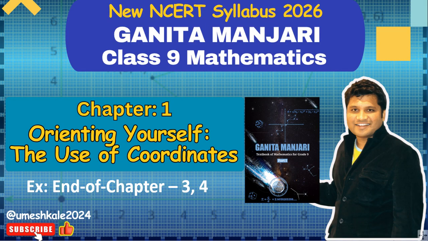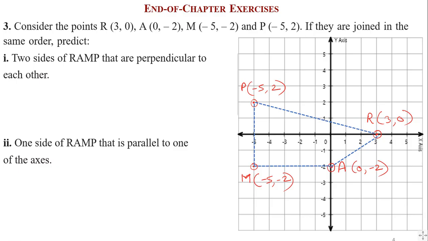Hello everyone, in this video we will be studying end of the chapter exercise third and fourth sum. So now here we are going to see end of the chapter exercise sum number third. So consider the points R(3, 0), A(0, -2), M(-5, -2) and P(-5, 2) if they are joined in the same order.